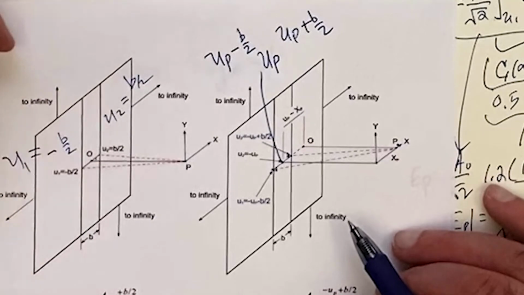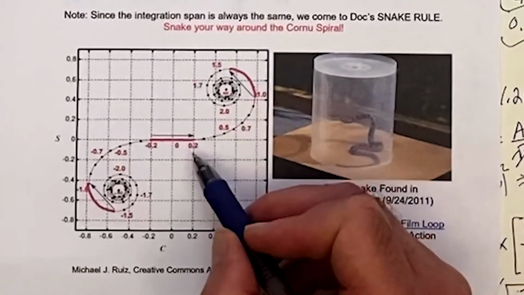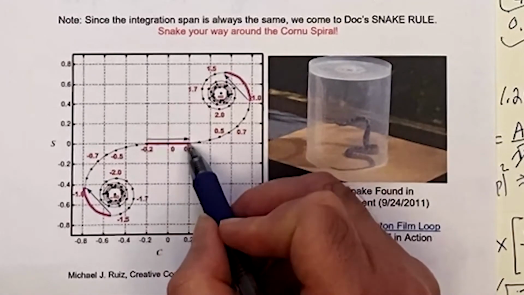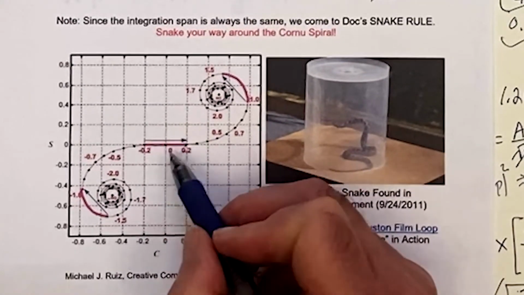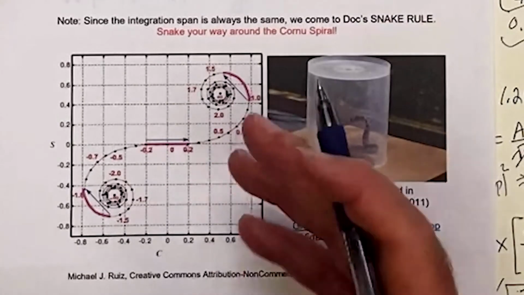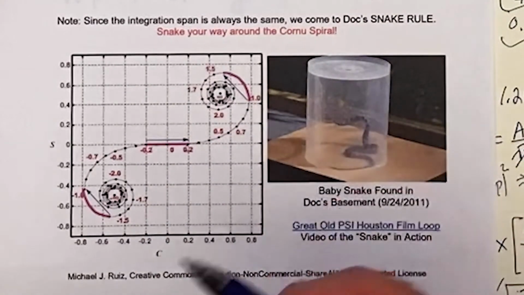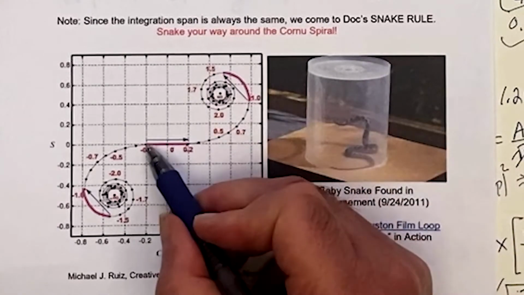So the way to visualize that in the Cornu spiral, if we were lined up in the center, we would go from minus B over 2 to plus B over 2. And when I use B, I'm using B in the U coordinate. You'd have to translate back to get the actual width. All right, so there you go.